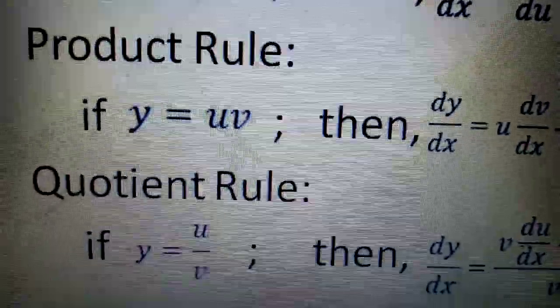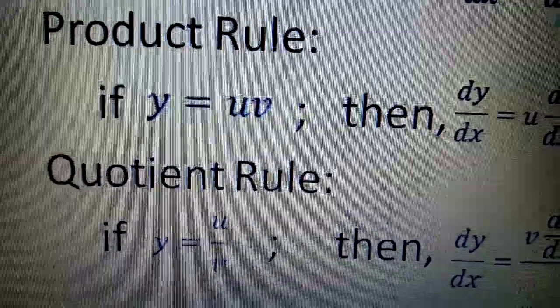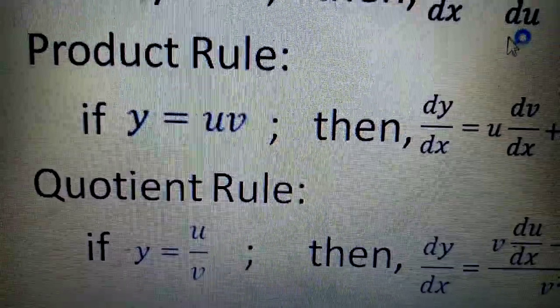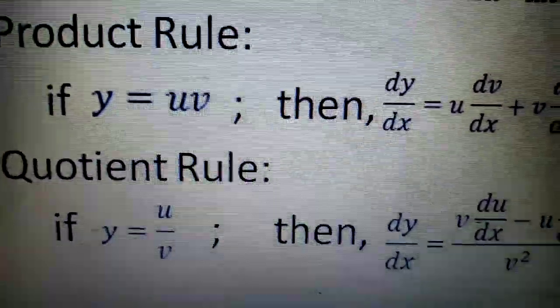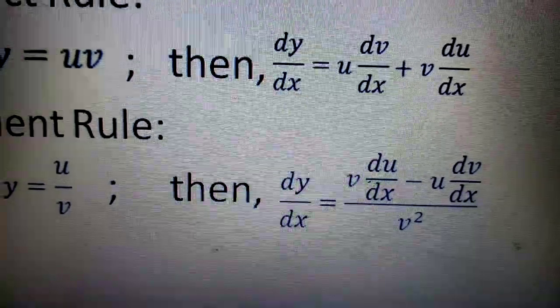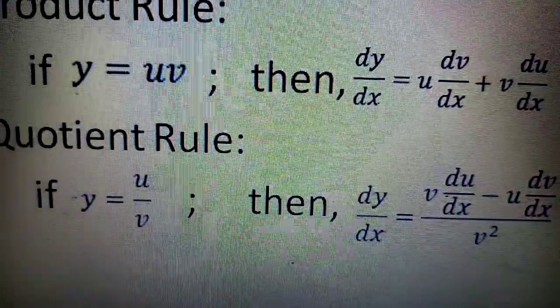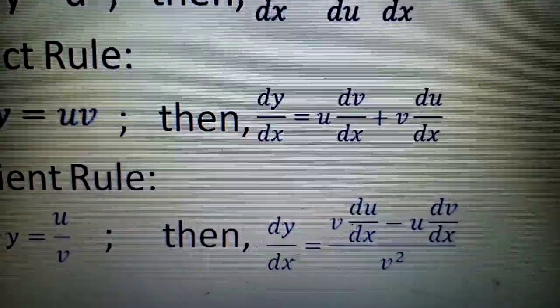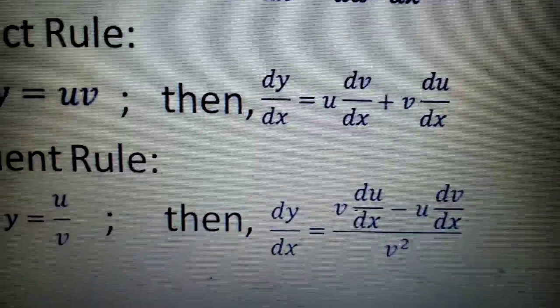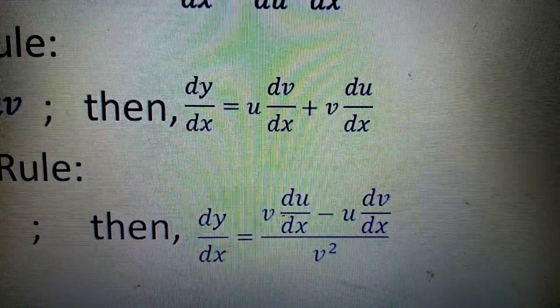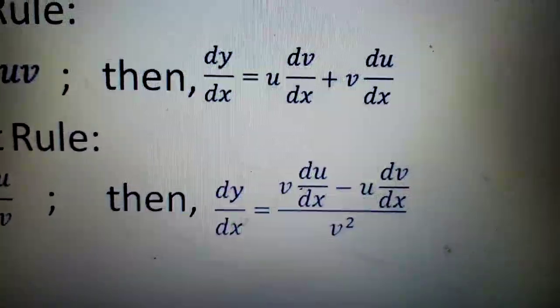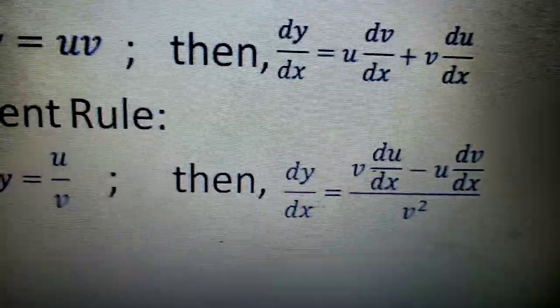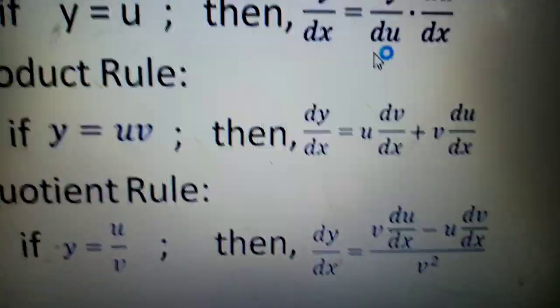Then for the quotient rule, if y equals u divided by v, where u and v are both functions of x, the differentiation of y with respect to x will be that we hold the denominator v and differentiate the numerator with respect to x, minus we now hold the numerator and differentiate the denominator with respect to x, then everything all over the denominator all squared.